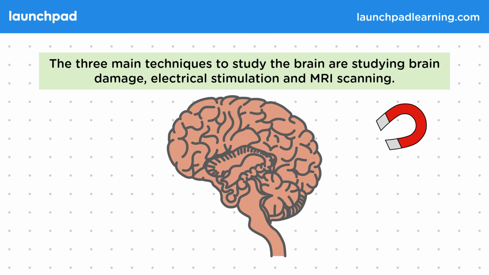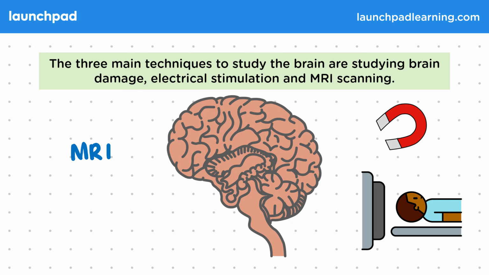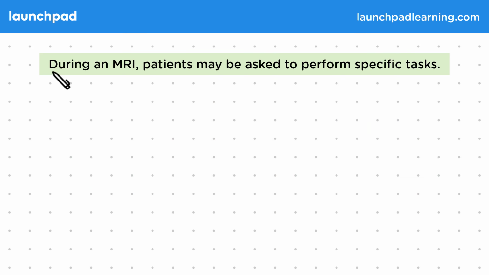So the last example and the least invasive is MRI scanning. MRI stands for magnetic resonance imaging. With this method, somebody is put inside a machine that produces a strong magnetic field that gives an image of the brain. So what does an image produced by an MRI look like? During an MRI, patients may be asked to perform specific tasks.